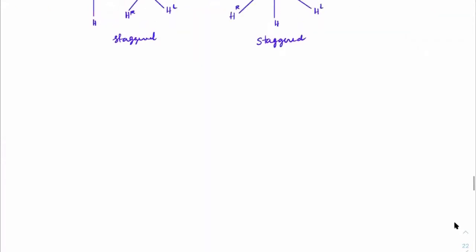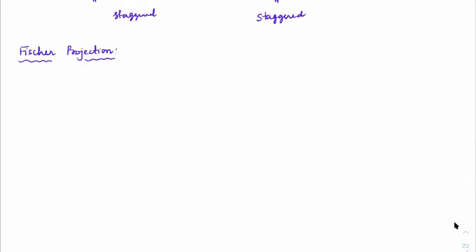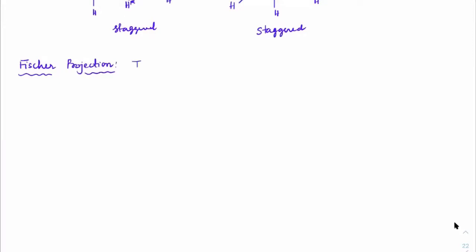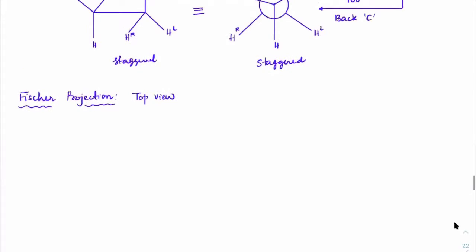Next type of projection is the Fischer projection. Very, very important. How you view the molecule: now this is a top view. So we have learned side view, we have learned front view, and now we are learning top view. How does the top view look like? Again, I'll start with the sawhorse because sawhorse is the most comfortable form. From there, we can convert into any form now.